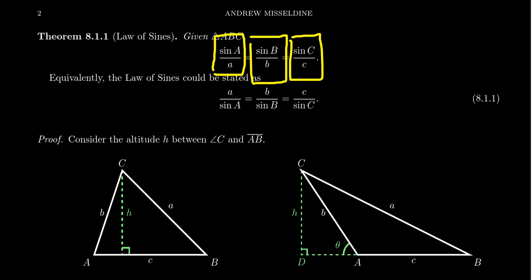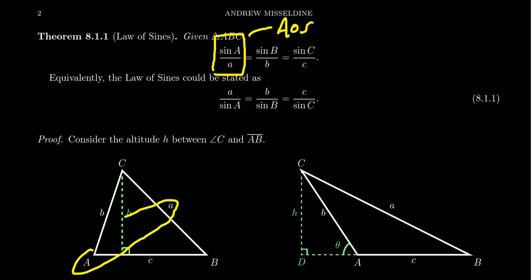So this proportion, where you take the sine of the angle and divide it by its corresponding opposite side length, doesn't change depending on the angle. The ratio of the sine of the angle divided by its opposite side will be the same whether you choose angle A, angle B, or angle C. And so in particular, when you look at one of these, this gives us an angle-opposite side pair, or AOS for short. So when you look at a triangle, if you have an angle measure and its opposite side, this is exactly the situation where the law of sines will be useful for solving oblique triangles.